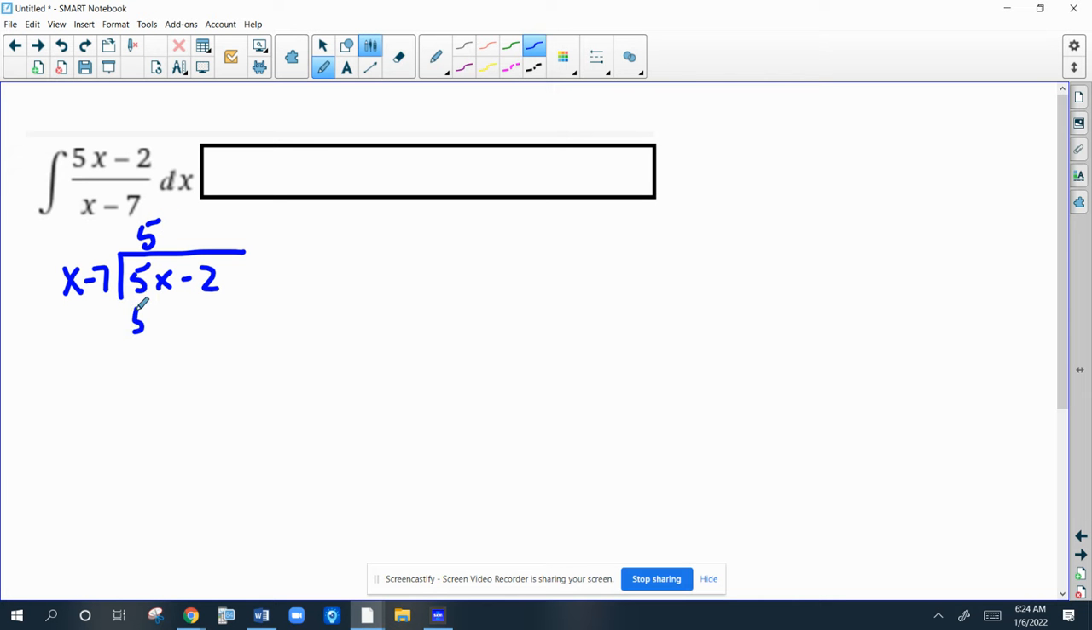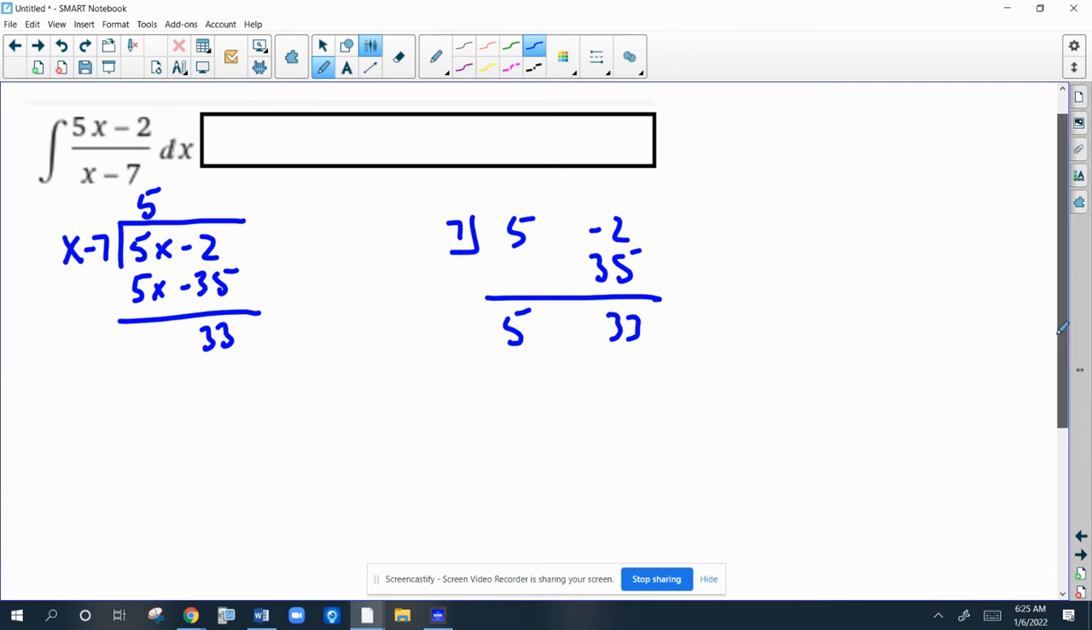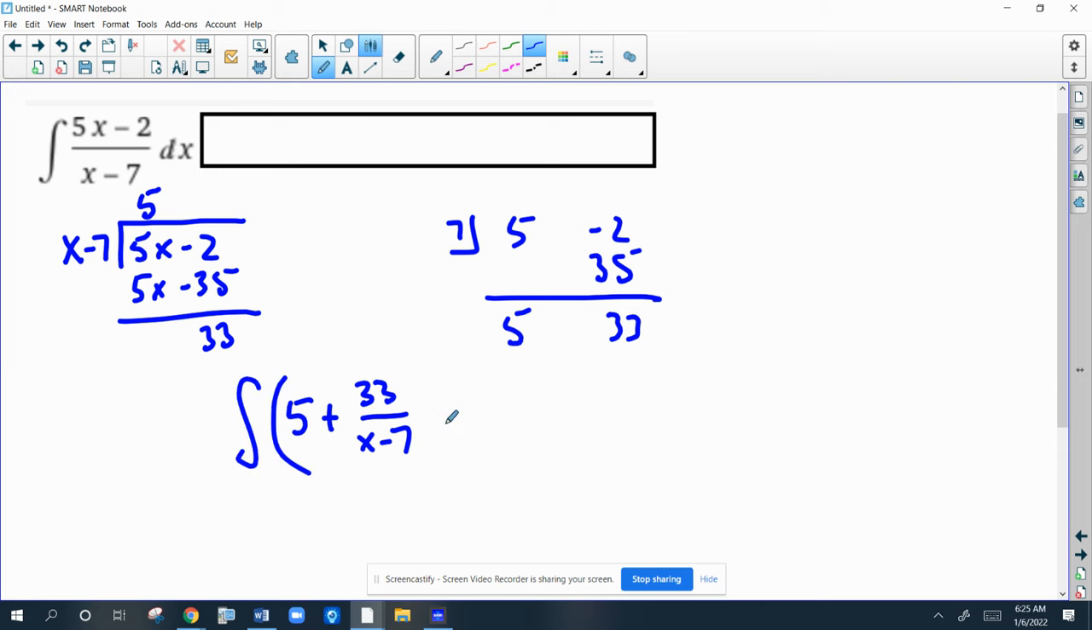So 5x minus 35, subtract these, you'll get a remainder of negative 2 plus 35, which is 33. A synthetic division, quickly, because it's easy, would look like this. Bring down the 5, multiply by 7, 35 plus the negative 2 is 33. So either way, the result is the quotient is 5 plus the remainder over the divisor. So that's what we're going to integrate now.